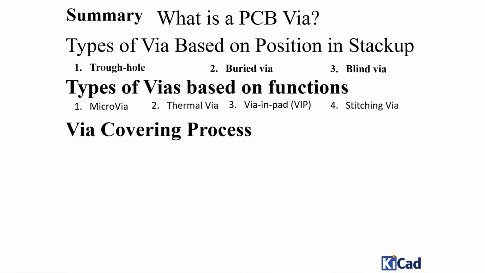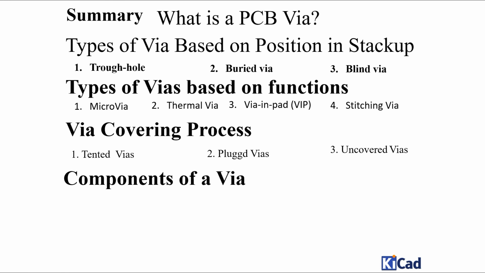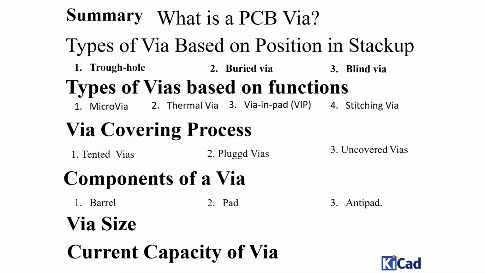After this we studied the via covering process, in which we studied tented vias, plugged vias and uncovered vias. Then we saw the components of the via: barrel, pad, and anti-pad. After this we saw the via size, which in simple words means the circumference of the via should be equal to the track width. Then we saw the current capacity of via.